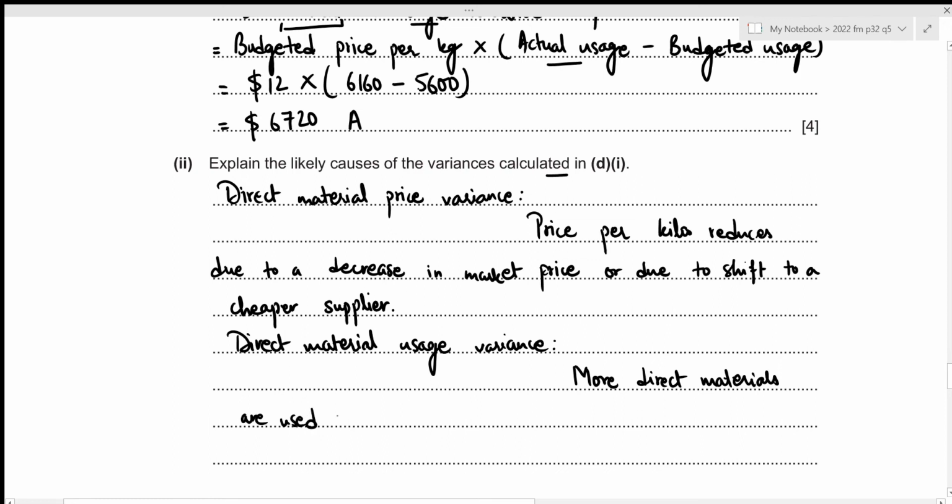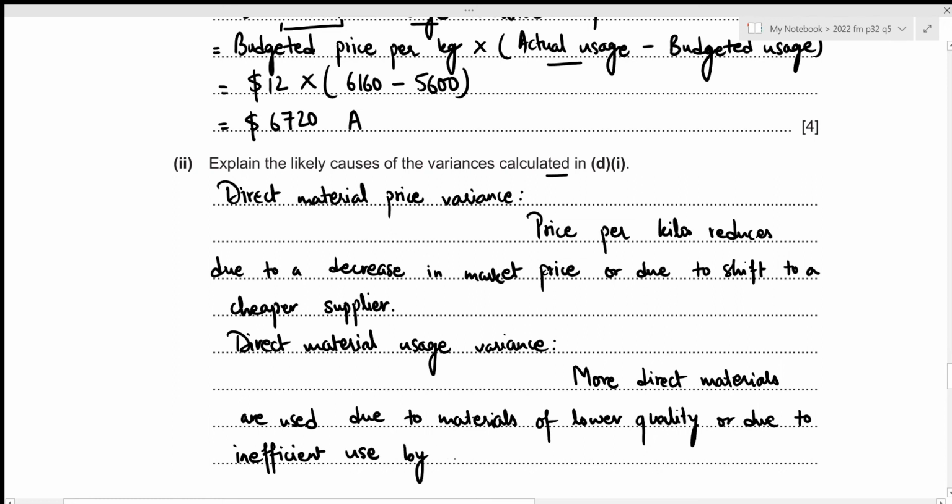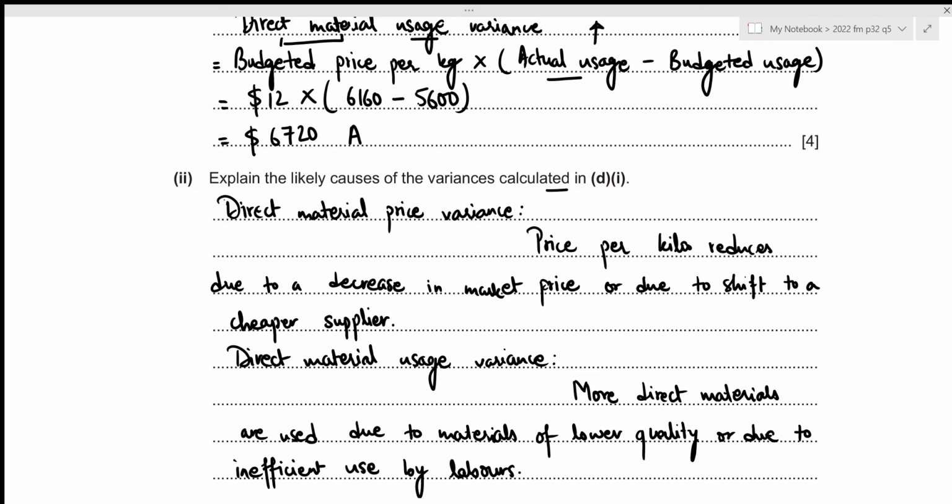And we also need to write down the likely causes for this. Maybe due to materials of lower quality, or maybe due to inefficient use by laborers which causes more wastage. This concludes the fourth part.